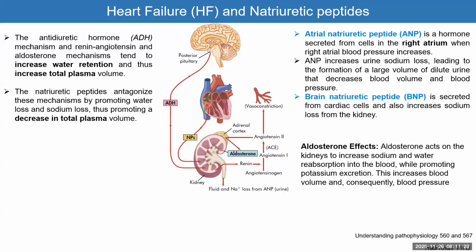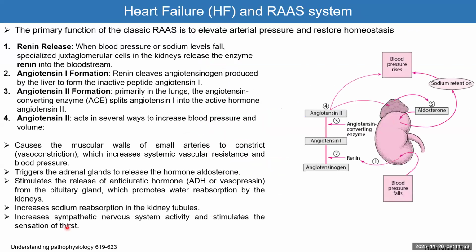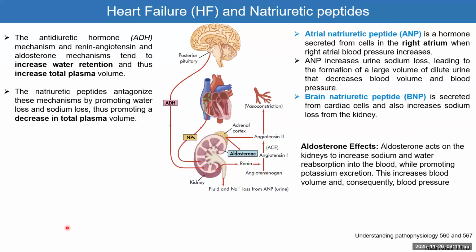So it's opposite to the function of the RAS system, okay? The natriuretic peptides antagonize the mechanism by promoting what? Promoting water loss and sodium loss. And thus, it promotes the decrease of the total plasma volume. Okay, so these two systems are opposite to each other, which confirms what I just told you about how complicated these hormones are.